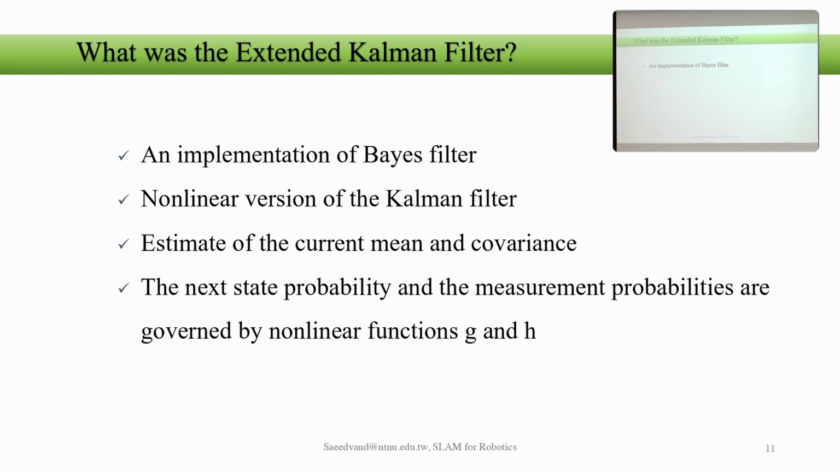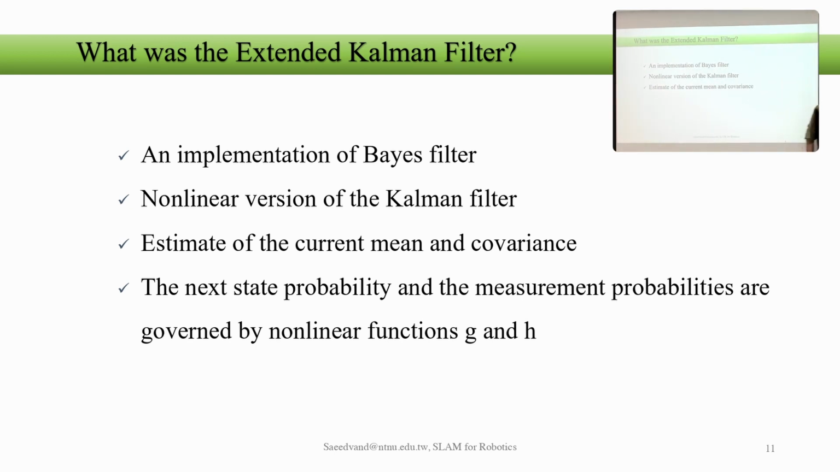In extended Kalman filter, we say we have a kind of implementation of the Bayes filter. Again, it is the nonlinear version of the Kalman filter, as I explained, and it is an estimation of the current mean and covariance. So we said the robot pose or any landmark position can be shown as a distribution. So everything can be shown as a distribution, and we can show everything with the mean and covariance of the error that we have, how certain we are.